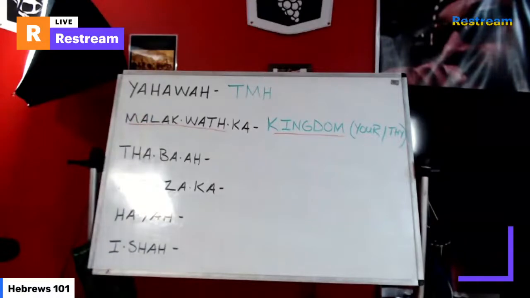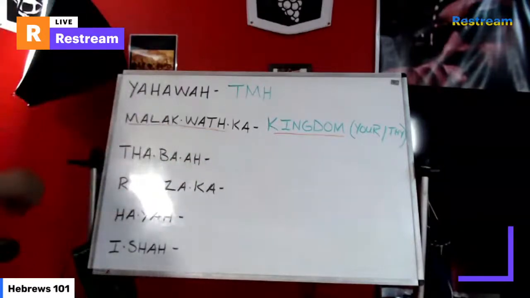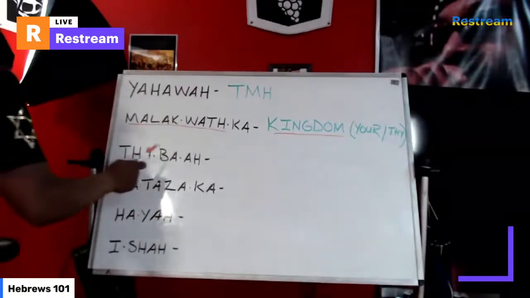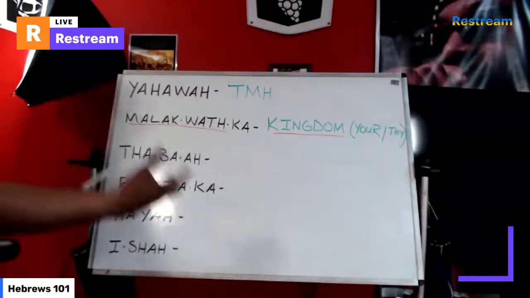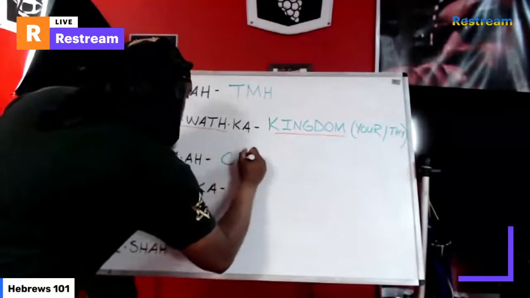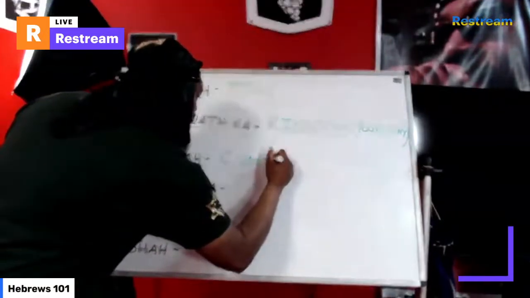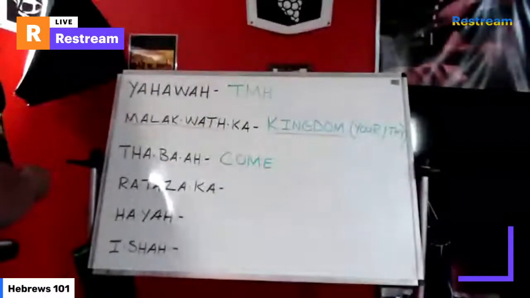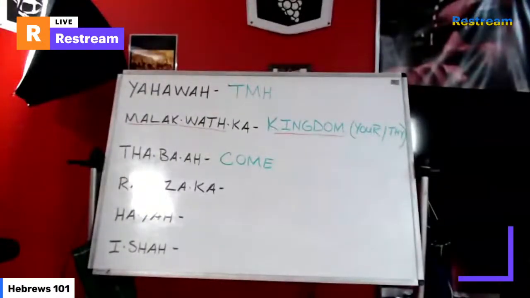Now, the young man on the conference call, Abishai, said, thy kingdom come. Pretty good. Now, Malakwaka is kingdom, thy kingdom, your kingdom. Baba'a is come. Now, next, we have Ratazaka. All right? Now, what do you think this is?